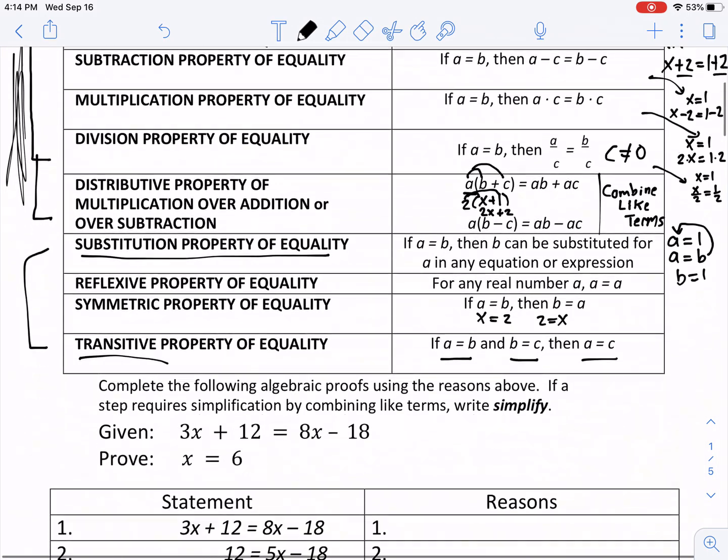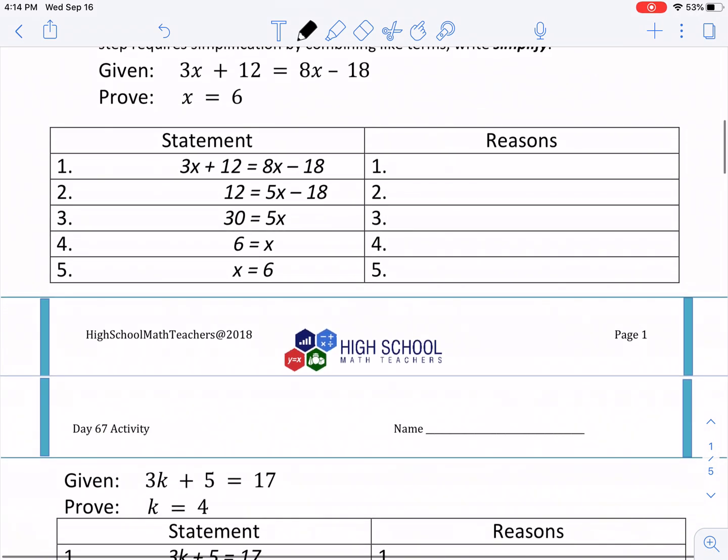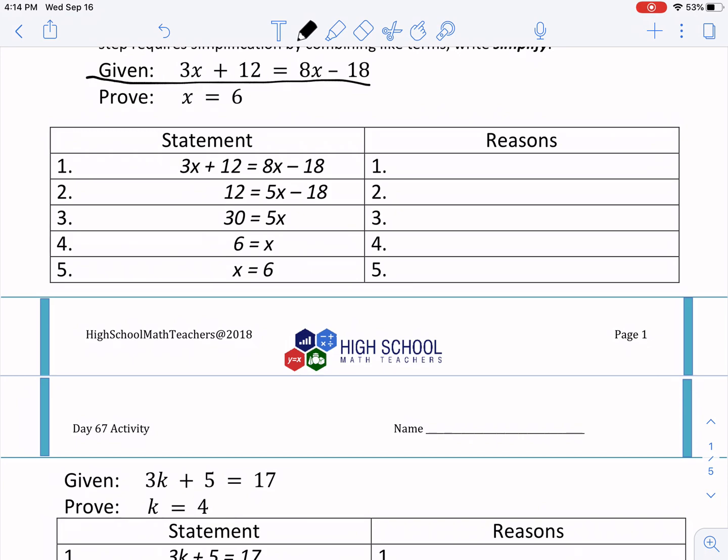Now, again, for our algebraic proofs, we want to focus on this. This is an algebraic proof. We're still going to be solving equations, whether it's one-step, two-step, or multi-step equations. They're going to give us a statement, and we want to prove what x or n or whatever the variable is equal to. But the thing about proofs is we have to provide a reason behind each step that we take. So we're going to see statements, in other words each step in the proof, and then the reasons. The reasons are the properties of equality that allow us to take the steps.